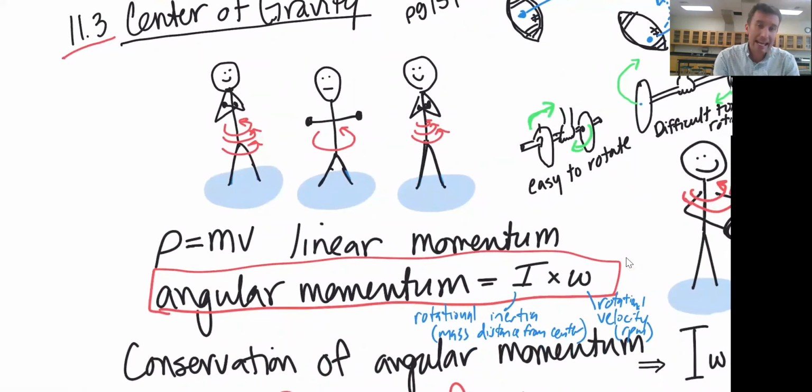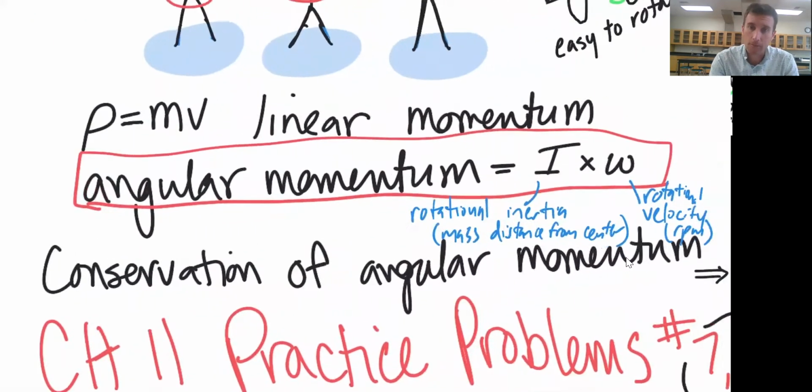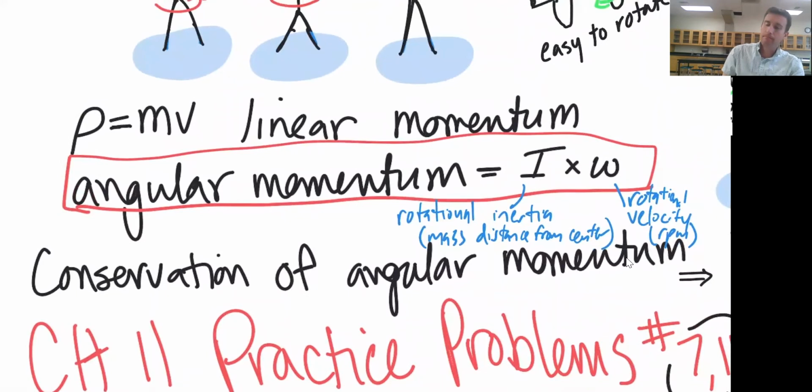And the next thing is going to be angular momentum. So we've already talked a little bit about linear momentum. Linear momentum, P, was equal to mv, mass times velocity. Angular momentum is calculated with I times W. So I stands for rotational inertia. That's like a measure of how far from the center your mass is concentrated.